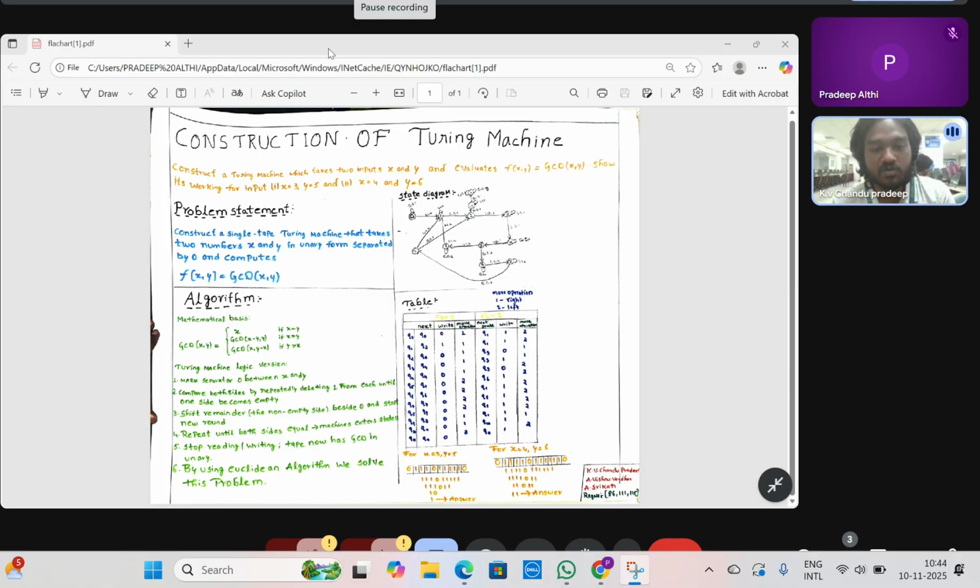After the series of steps, decreasing the problem step by step means converting GCD 3 comma 5 to GCD 3 comma 2, and 3 comma 2 to 2 comma 1, 1 comma 0, then we get the result, and the answer is 1 as the greatest common divisor between x equal to 3 and y equal to 5. Same as x equal to 4 and y equal to 6. By using the transition table, we calculate the GCD of two inputs in unary representation, and we get the output in unary representation.